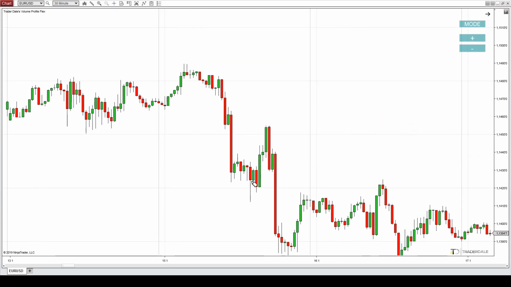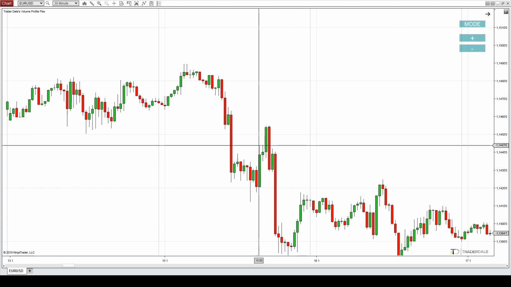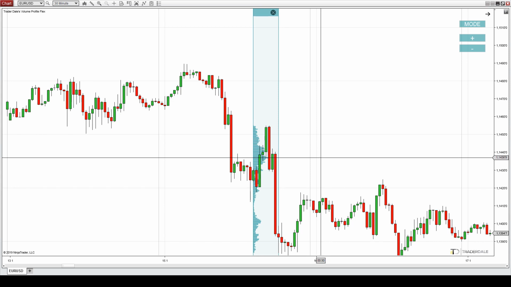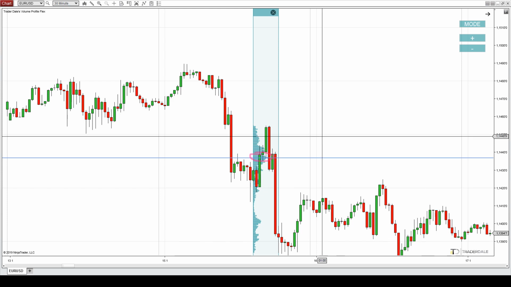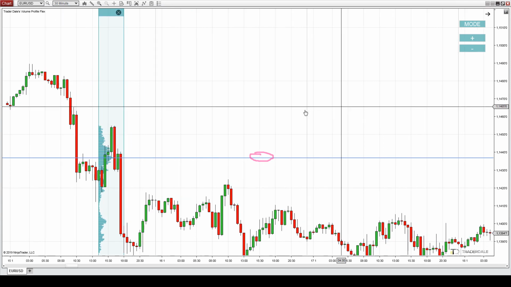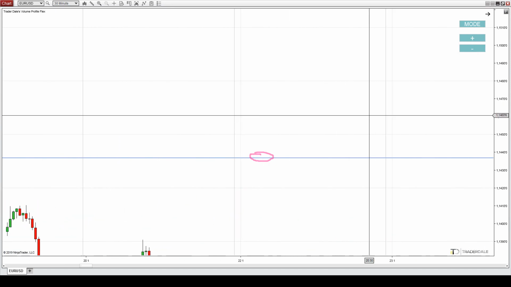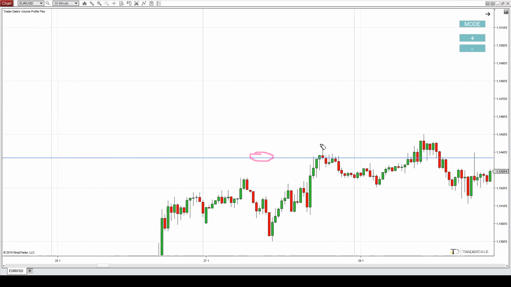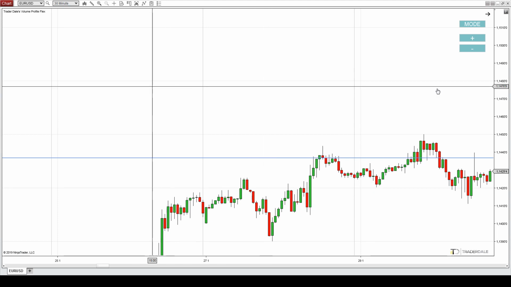Now there's a very nice one. This rejection of higher prices. So let's draw the profile over it. Heaviest volumes clearly in here. This is the most significant volume area in the rejection. So let's have a look at how the price reacted to it. Right there. This is the reaction. Alright, so that would be another winning trade.